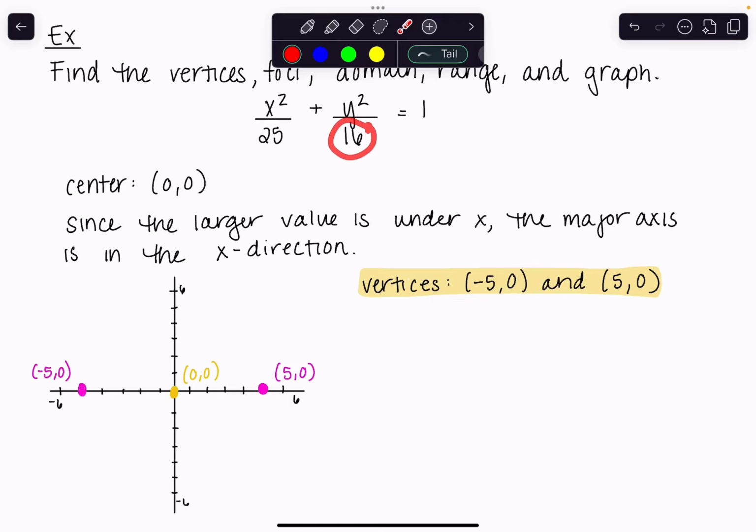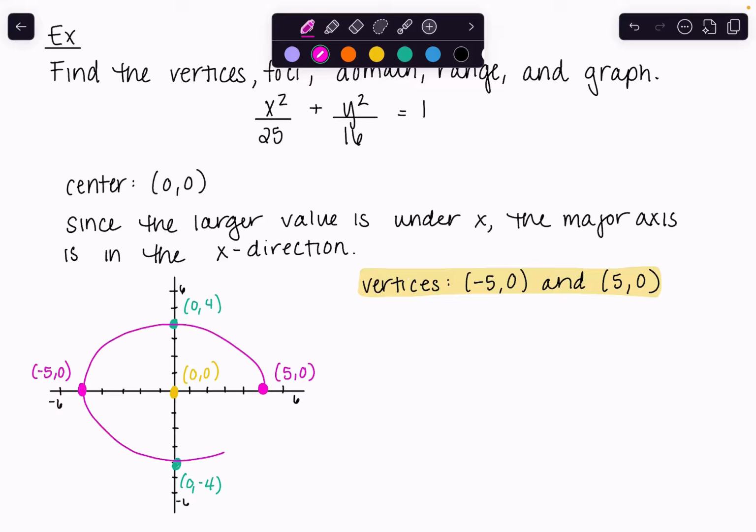Then in my y direction, I have to go a distance of 4 because 16 is underneath it. So one y value is up here at 0, 4, and then down here at 0, -4. These again are not vertices, they just help us to be able to get a good graph of this. And then we can go ahead and get the full graph by just connecting the dots. So that at least gives us the graph, and from here you can find the domain and range pretty easily.